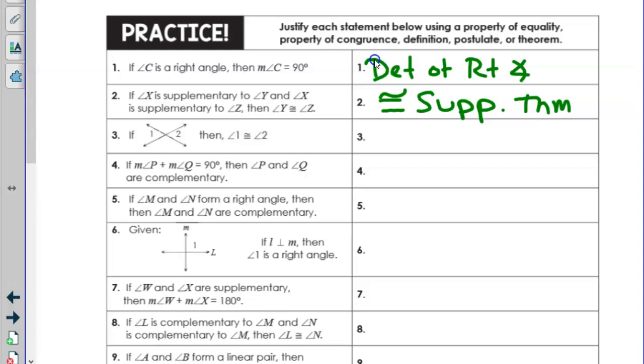Number 3, where did you guys get there? Vertical angles. Very good. Vertical angle. This one's now a theorem. How about number 4? If the measure of angle P plus the measure of angle Q equals 90, then P and Q are complementary. Definition of complementary. Very good.